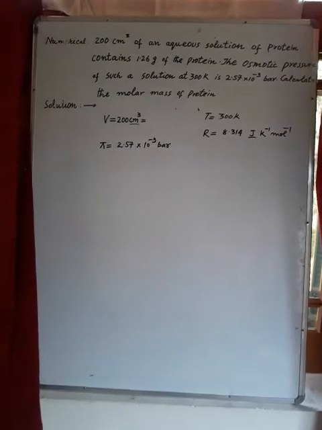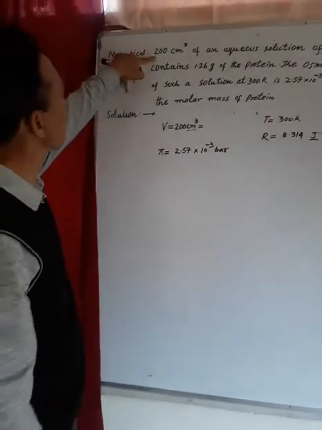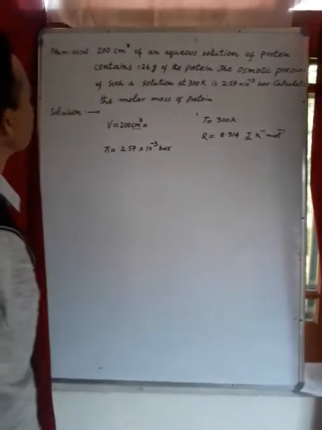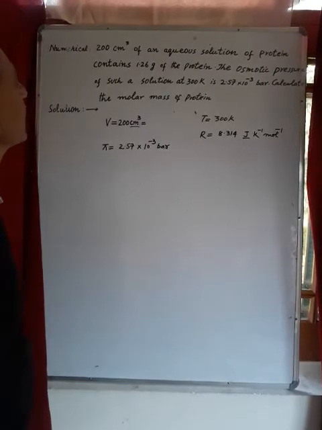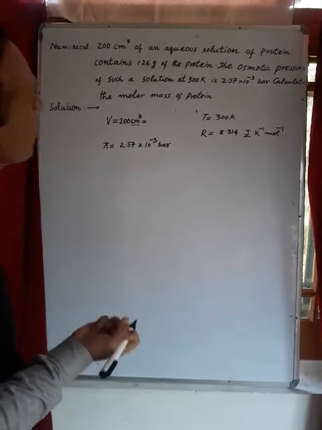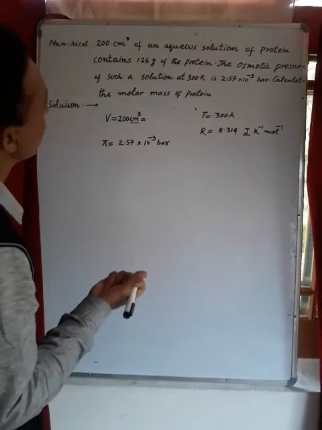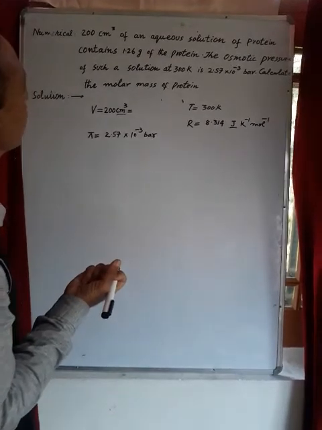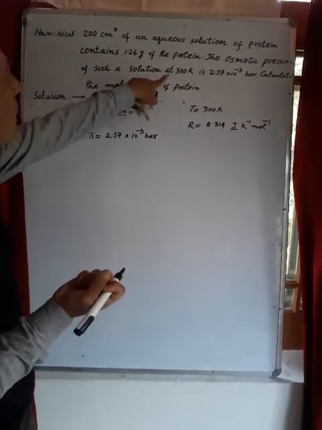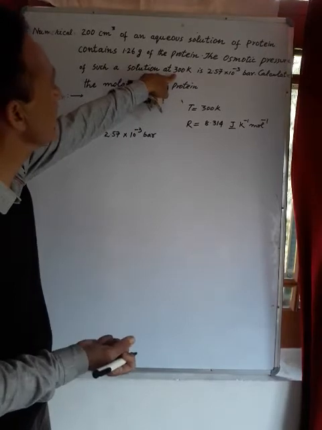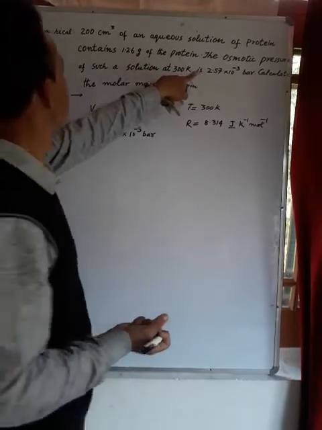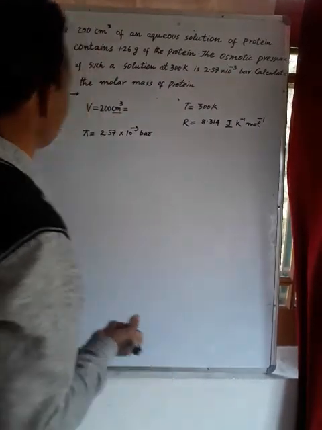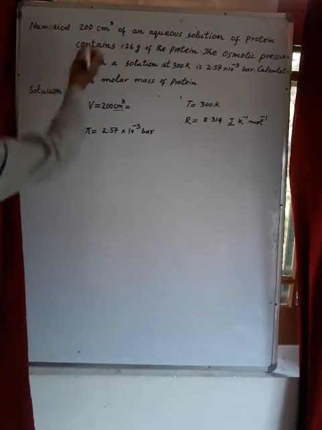We have the numerical based on the osmotic pressure. The numerical is: 200 centimeter cube of an aqueous solution of a protein contains 1.26 grams of the protein. It is the aqueous solution, that means our solvent is the water and the solute is the protein. The temperature of the solution is 300 Kelvin and the osmotic pressure is 2.57 into 10 raised to power minus 3 bar.